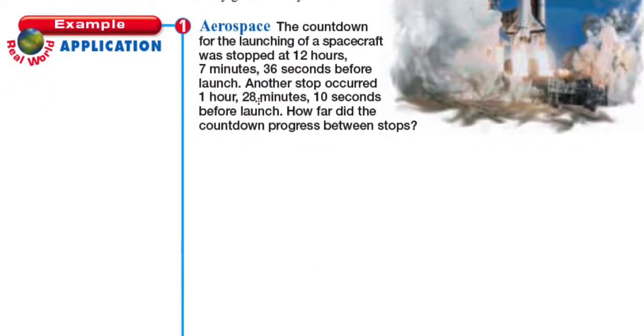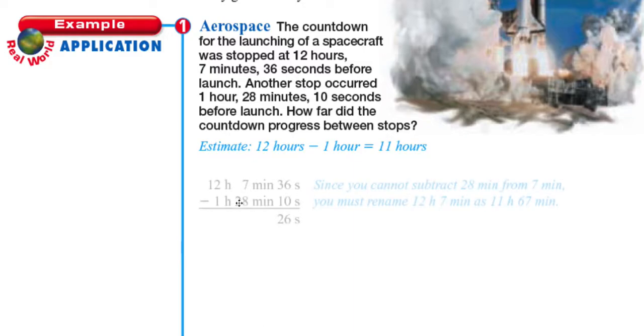Okay, so let's take a look at this example in aerospace. The countdown for the launching of this spacecraft was stopped at 12 hours 7 minutes 36 seconds before launch. Another stop occurred at 1 hour 28 minutes 10 seconds before launch. How far did the countdown progress between stops? Okay, so again, subtraction is necessary. Let's estimate first. We round it to 12 hours minus 1 hour, so our answer should be around 11 hours.